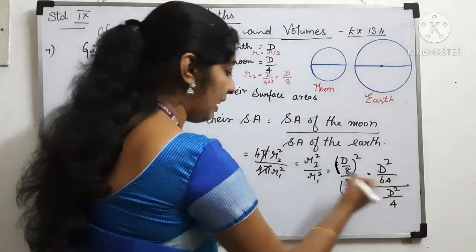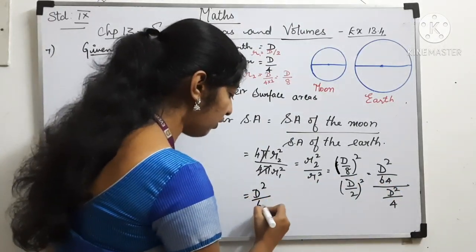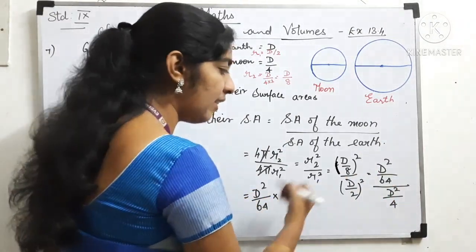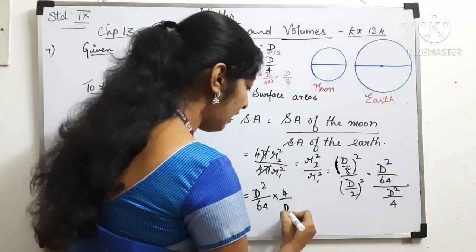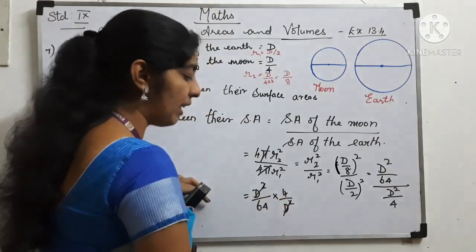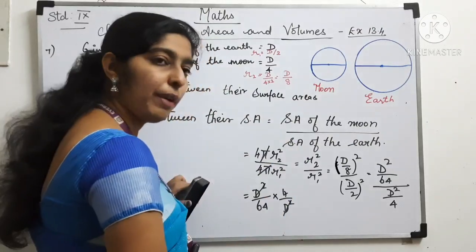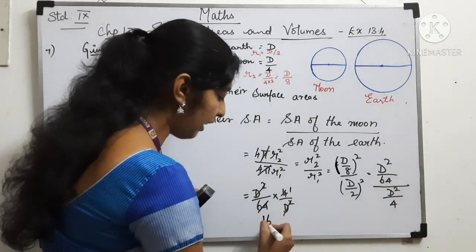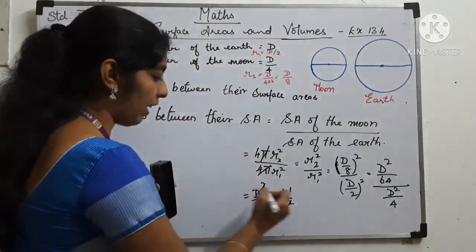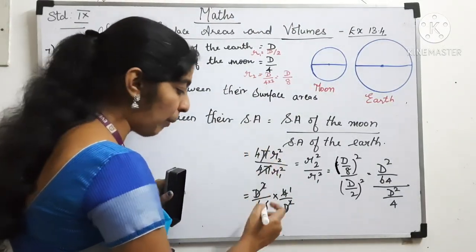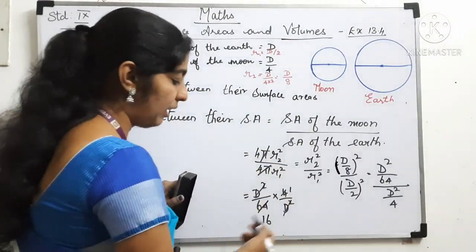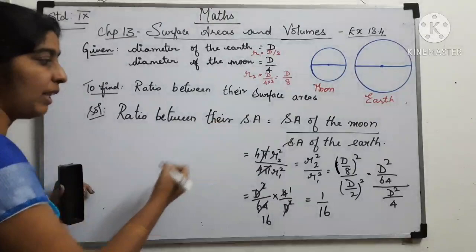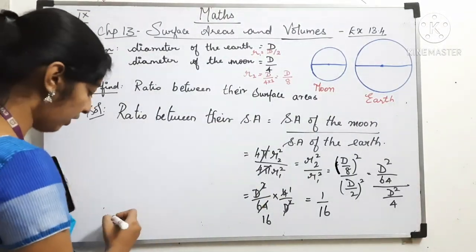Now we're going to write this as D square by 64 into, when this denominator comes to the numerator, we will write it in reciprocal, 4 by D square. Now D square and D square will get cancelled. Next, 4 and 64 we can cancel. In 4 tables, this is 1 time, this is 16 times. So you can divide and check. 4 ones are 4, 4 sixes are 24. So which is equal to 1 by 16. Therefore, the ratio between their surface area is equal to 1:16.